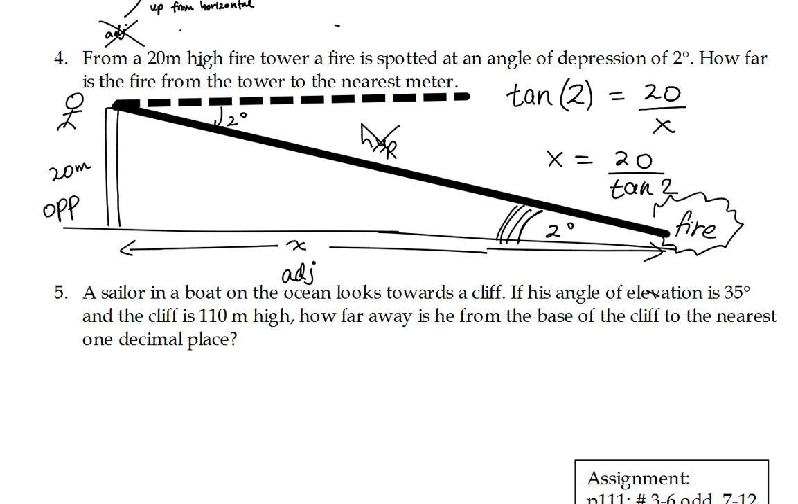I got 573. And I just want you to have a little bit of a mental break right here for 30 seconds. I just want you to think, does that number make sense? It's really large compared to the height of the tower. But is that okay in this case? Why? Yeah, because of how small the angle is. Okay?